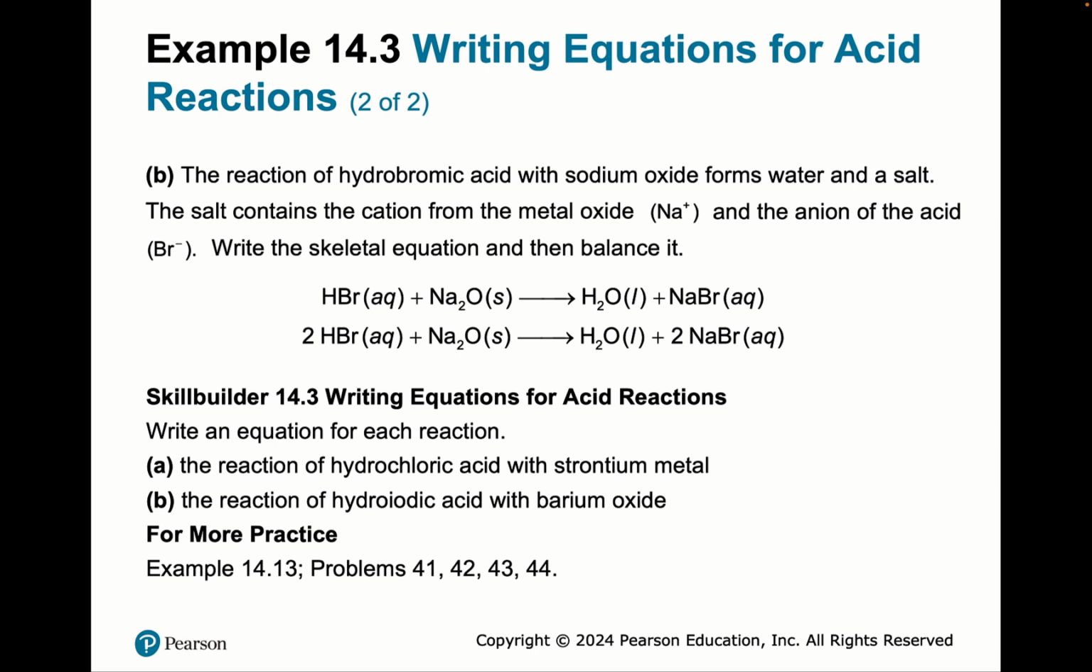Sodium's +1, bromine's -1. So now, because you have the two sodiums there, you're going to have to have two hydrobromic acids to react with them. And if you see, it all balances, because you have the two hydrogens to make one H2O and the one oxygen to make one H2O. And then with the two bromines and the two sodiums to make two sodium bromides. So looking at that and balancing it that way.